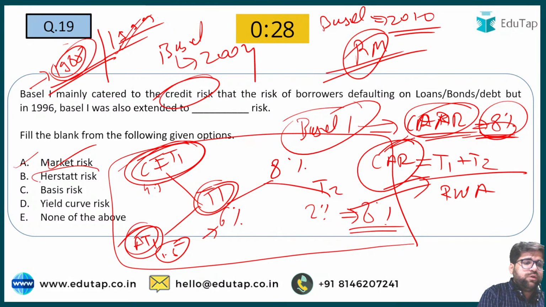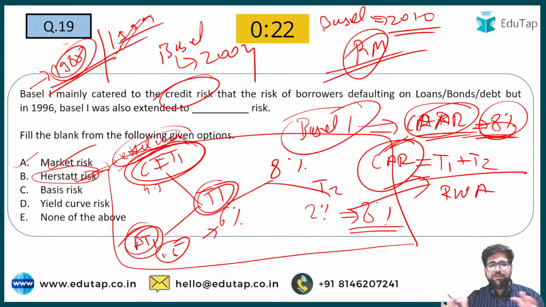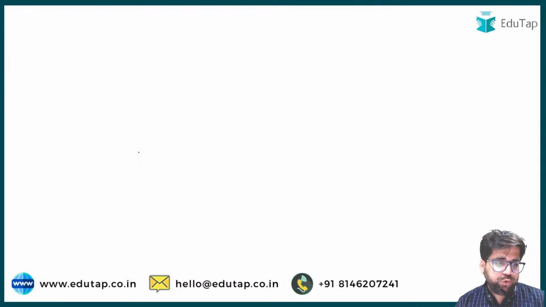Also remember this term, Herstat risk. Herstat risk is also known as settlement risk. This is international settlement risk, which happens because of the time difference. I hope you know about this.